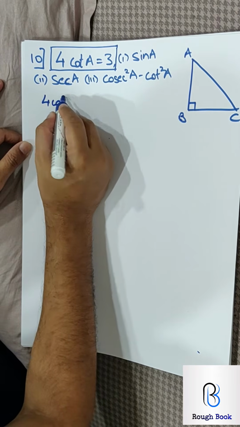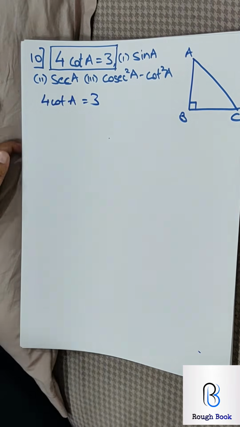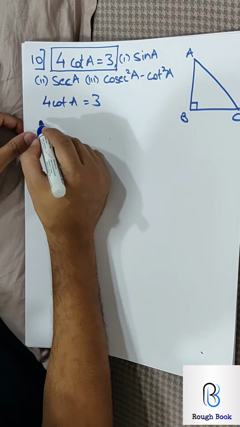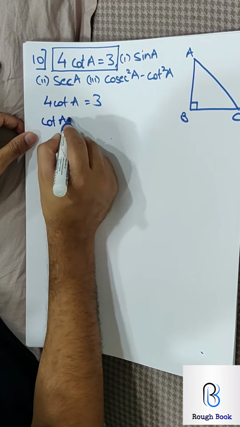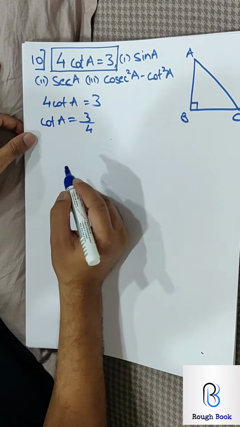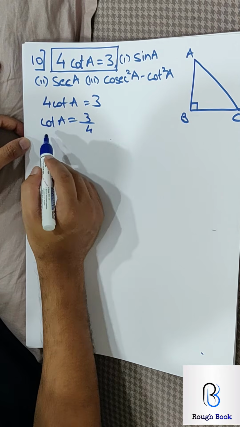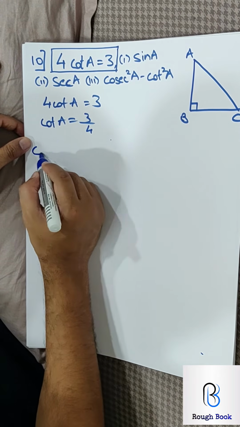So 4 times cot A equals 3. What do I do now? Send this 4 down. So I'll get cot A as 3 by 4. Now that you have got the value of cot A, start applying it the way we did before.